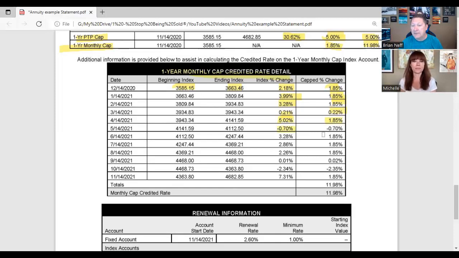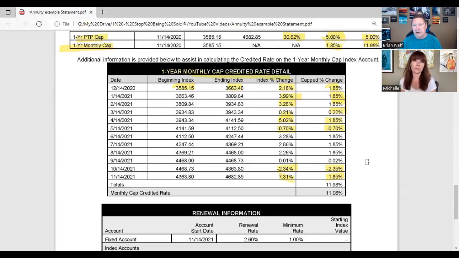Negative 0.7. Well, what'd you get? Also a negative 0.7. This is why you got to be very careful on an indexed annuity using a monthly cap, because here's the scenario. We see these 0.77 here. You got the 1.85, the cap, negative 2.3, negative 2.3. You got that, right? And then they average them all up for a 12-month period.